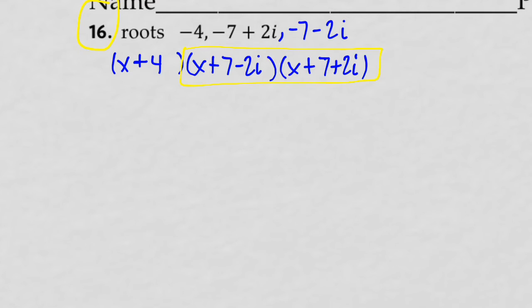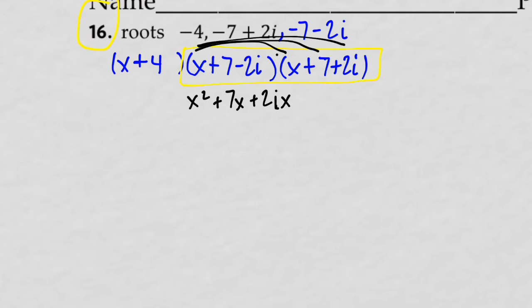So here we go. Start with x times x, that's x squared. X times 7 is 7x. X times 2i is 2ix. 7 times x is 7x. 7 times 7 is 49. And 7 times 2i is 14i. And now finally the negative 2i.